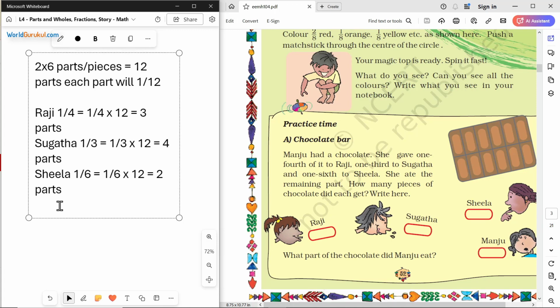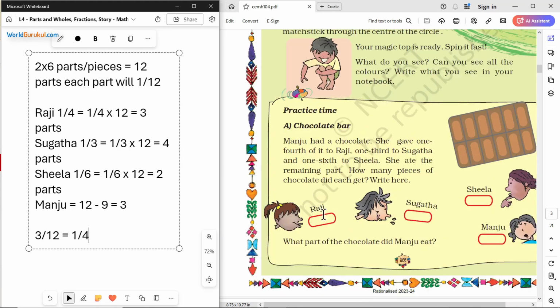And Manju is left with how many parts? Can you tell? 3 parts, right? Total 12 and given away are 9. So 12 minus 9 is 3. So Manju is left with 3 parts, and that is what portion? Can you tell? It's 3 divided by 12. So that is going to be 1/4. Okay. So 1/4 of the chocolate she kept with her, and the remaining distributed as per this.